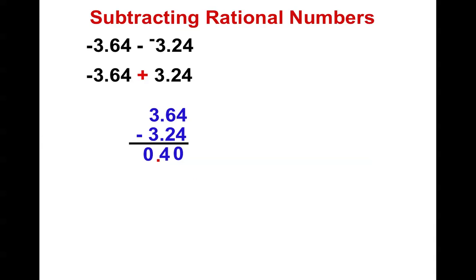Notice the decimal comes straight down. The question is, which number was bigger? And you'll notice 3.64, or 3 and 64/100ths, is bigger than 3 and 24/100ths. So that would mean that the answer is negative.